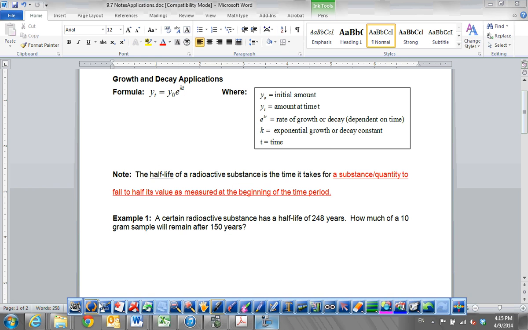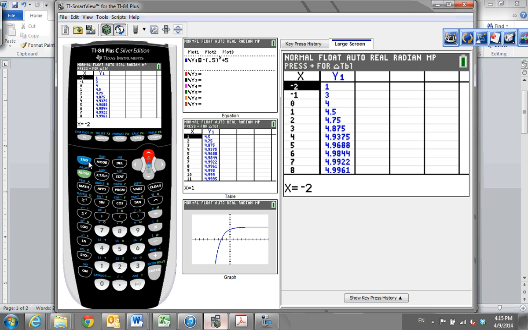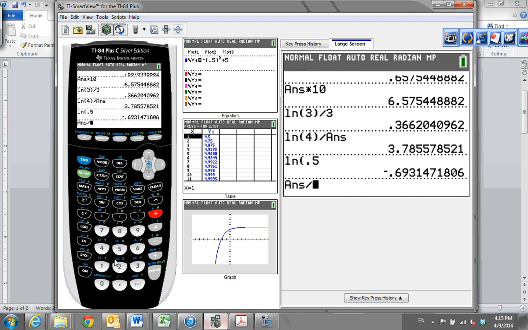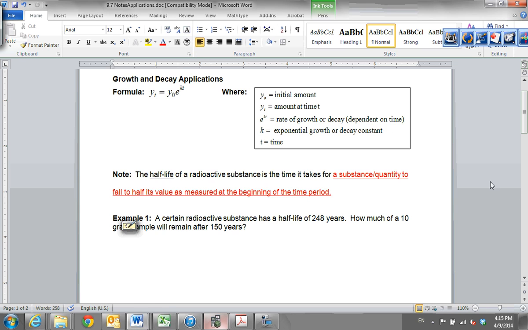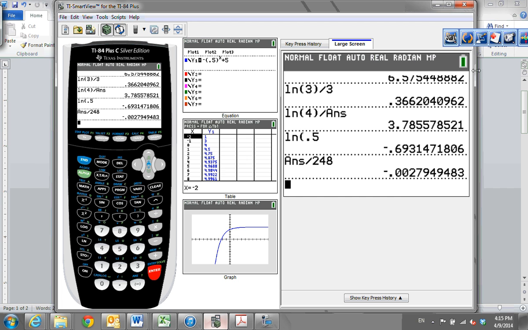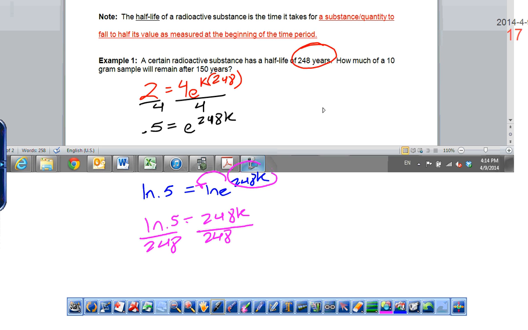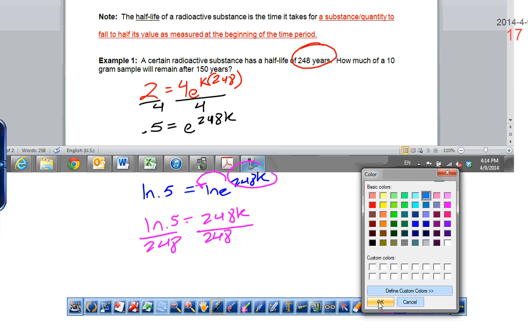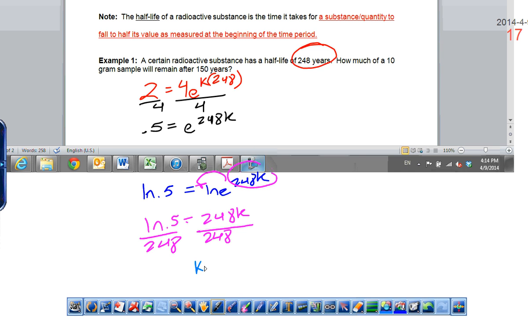So in my calculator, do natural log of 0.5 or 1/2 divided by, what was my number there? 248. So that's my K, that's my constant, negative 0.02794. Now I urge you to not round until the very end. So I'm just going to keep that in my calculator. So my K is equal to my calculator number.